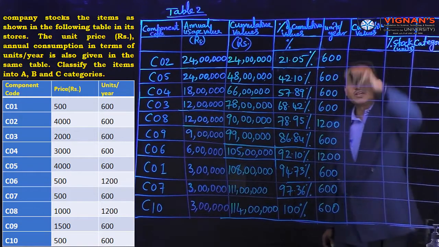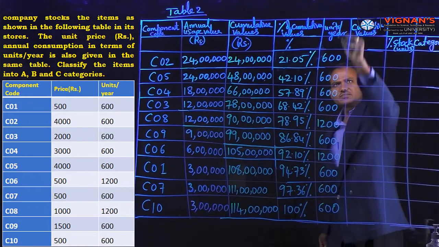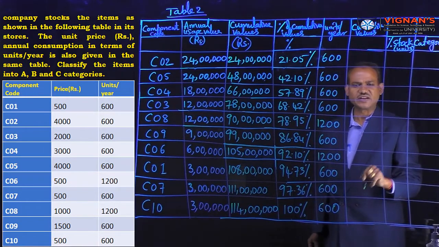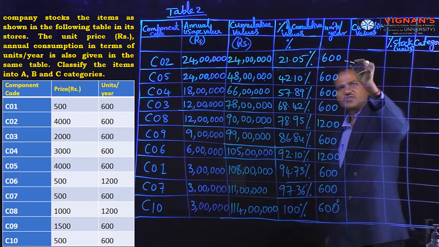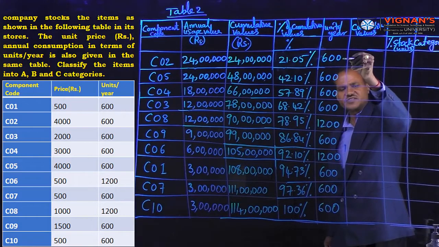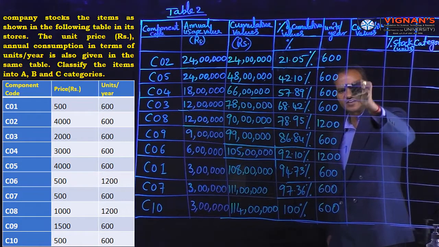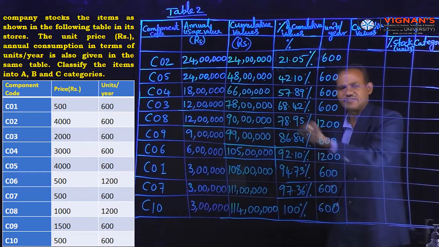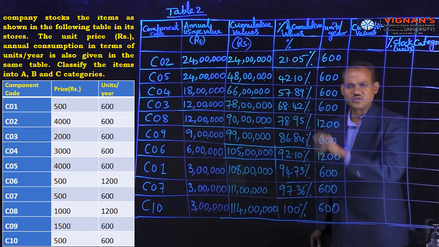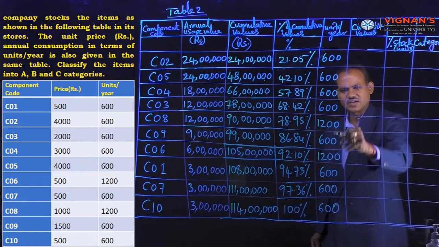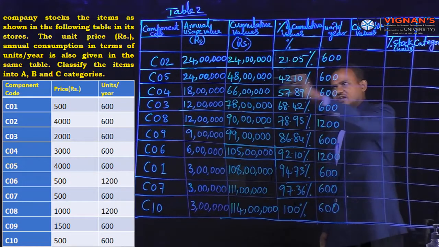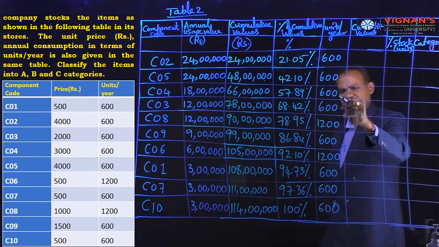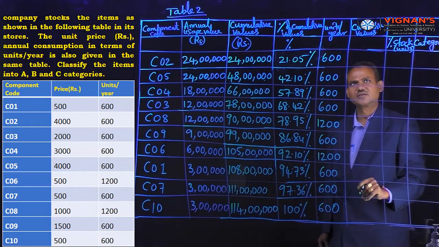Next, coming to the fifth column. Fifth column means annual consumption for each item. For C02 component, annual usage is 600. C05 600. Simply, I have copied these values from the given data. You can observe units per year. Okay. Order is changed. That's all. C02 component 600, C05 600, like that. Okay. Next.